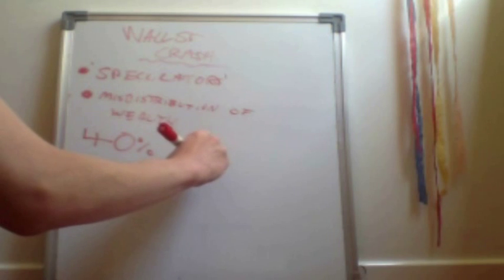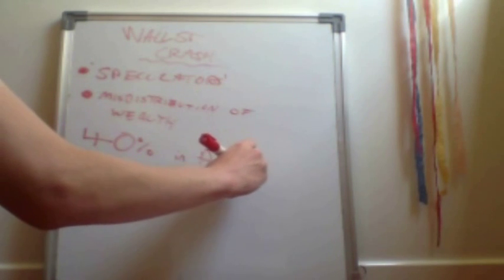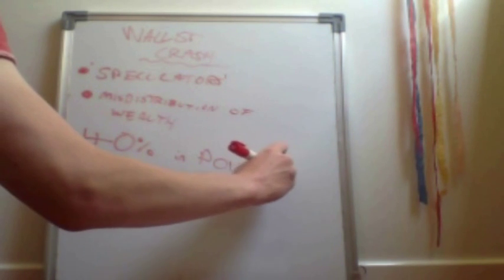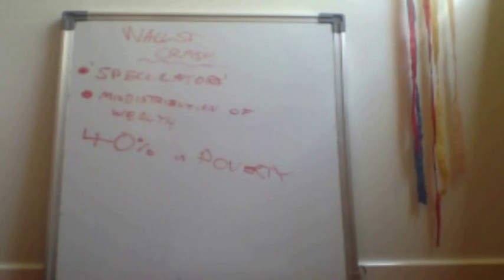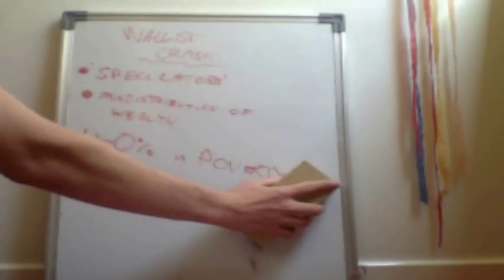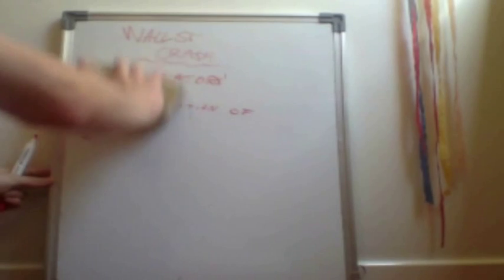Misdistribution of wealth. Basically, there was a massive inequality in the wealth in the country. 40% of the population were in poverty. When you think about the USA, such a developed country, 40% of them in poverty, that's shocking.